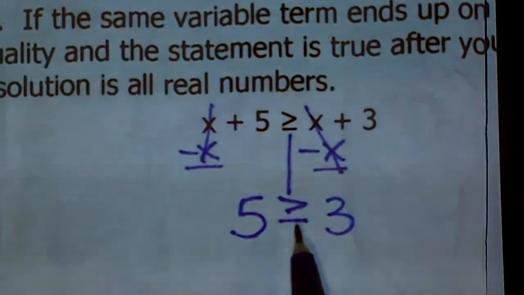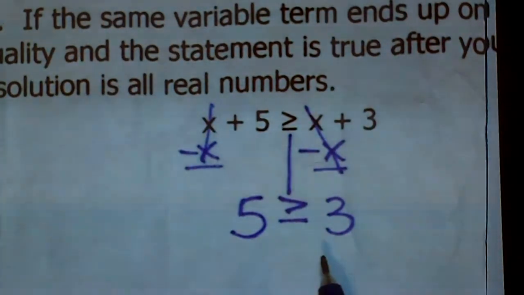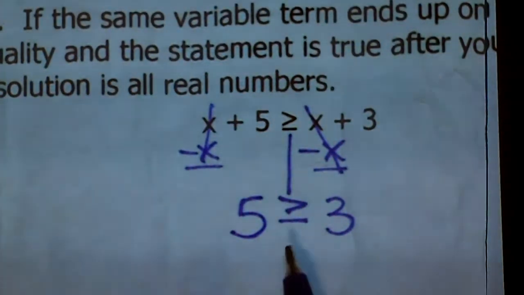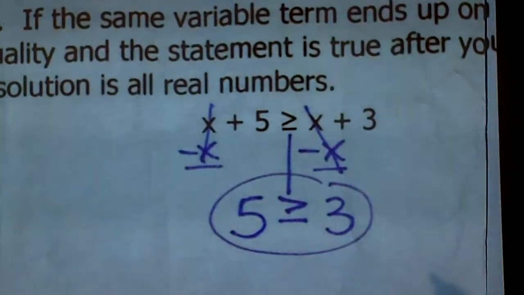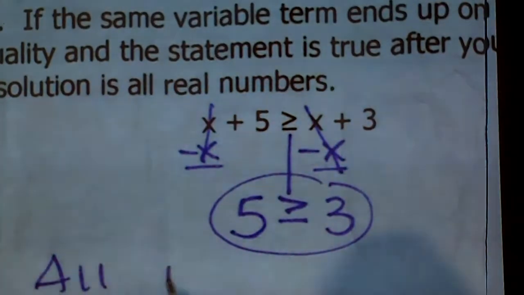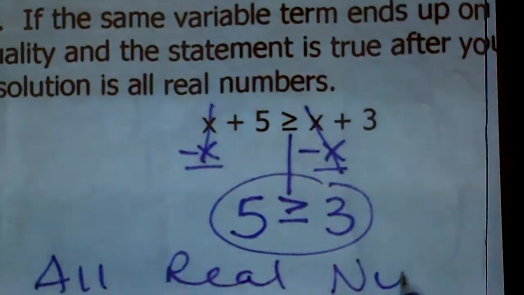Is 5 greater than or equal to 3? Because it can be either one of those. So because this is true, this means that my answer is all real numbers.